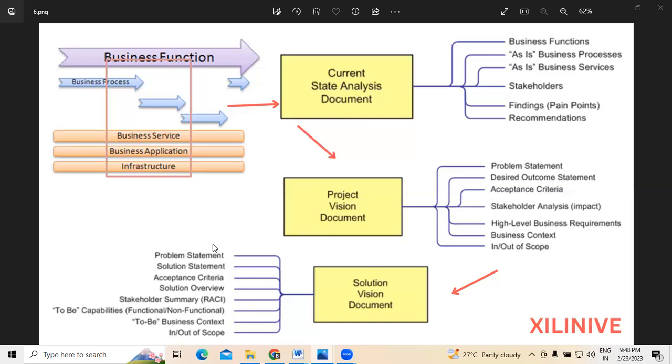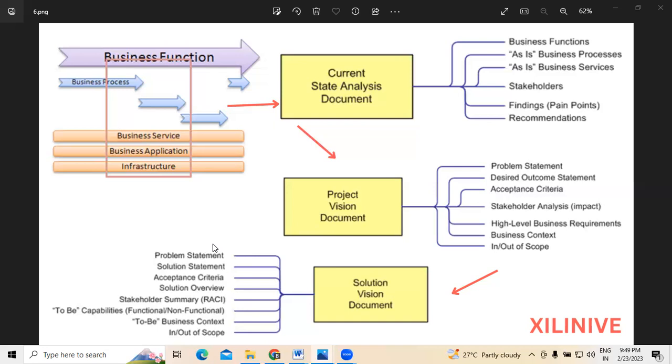The third is the solution vision document. Almost whatever points are taken into account under the project vision document, the same points will be taken here. Apart from that, we need to understand the overview of the solution. What have we proposed? Please do remember, the solution may vary slightly based on the initial confirmation after conducting some feasibility study. Based on that, the to-be capabilities, to-be is nothing but the one which you are going to develop. In business analysis terms, there are two things: one is as-is and the second is to-be. As-is is the existing system which the customer is using, followed by to-be, which is the one you are going to develop.